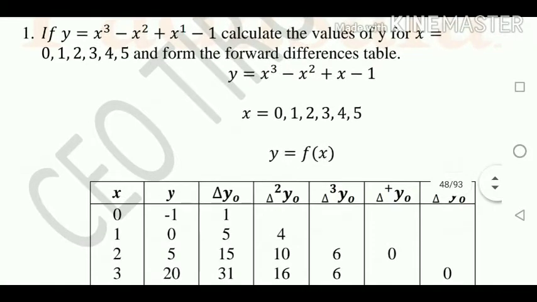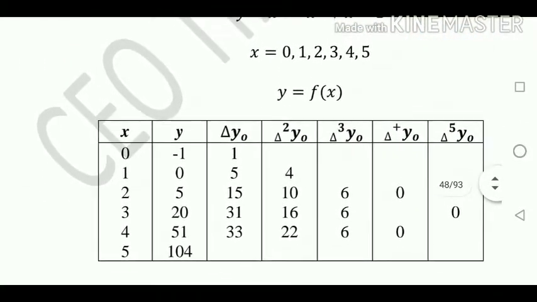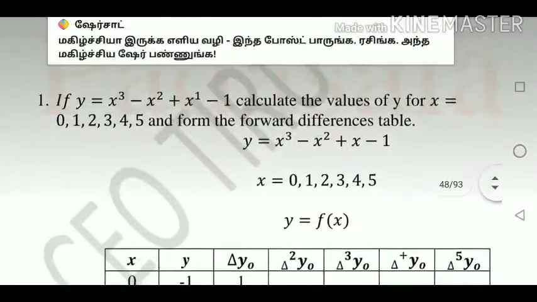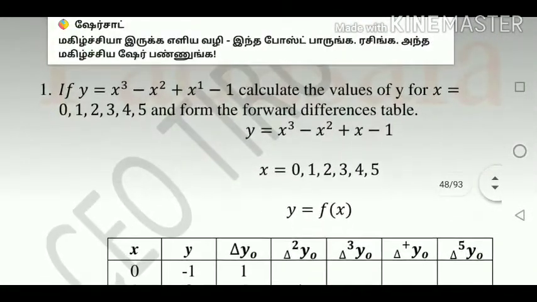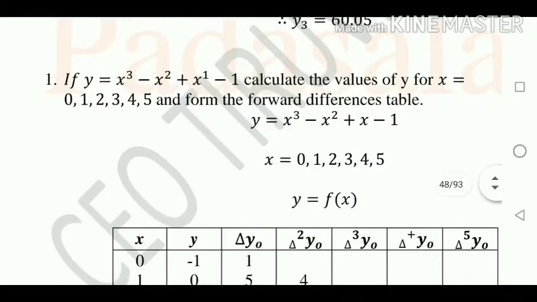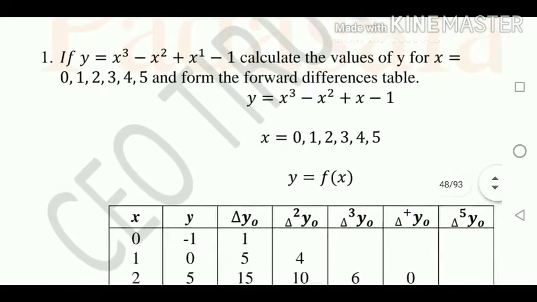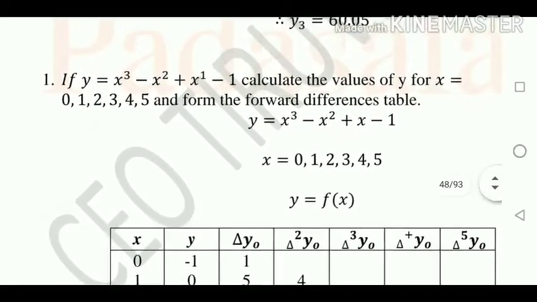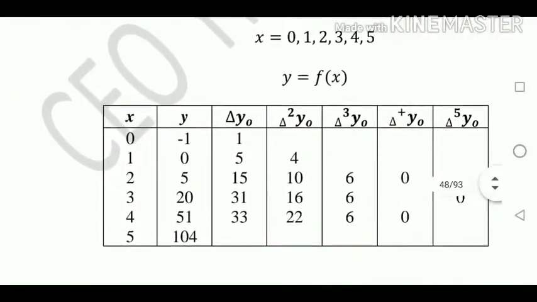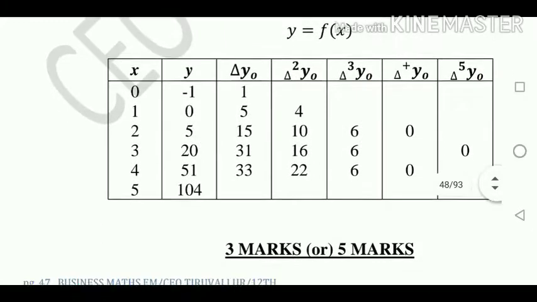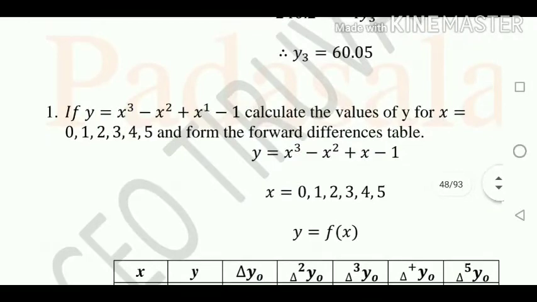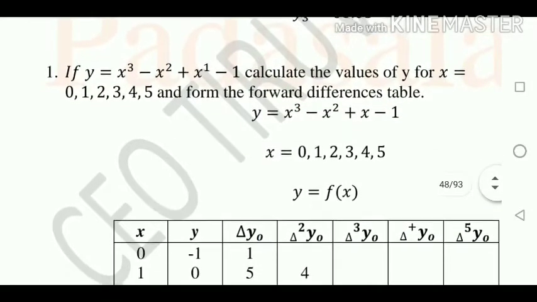That is, we are substituting the values x equal to 0, 1, 2, 3, 4, 5. For example, y equal to x cube minus x square plus x plus 1 minus 1. Here the value of x equal to 0: 0 cube minus 0 plus 0 minus 1, so y equal to minus 1. Then substitute x equal to 1, we are getting 0. When x equal to 2 we are getting 5, 3 means 20, 4 means 51, and 5 means 104. We are substituting in this equation y equal to x cube minus x square plus x plus 1 minus 1.